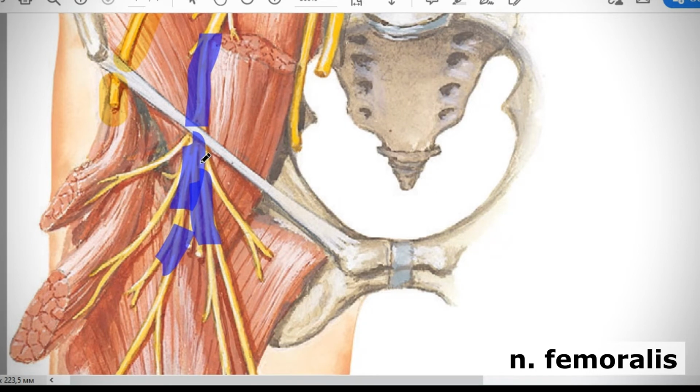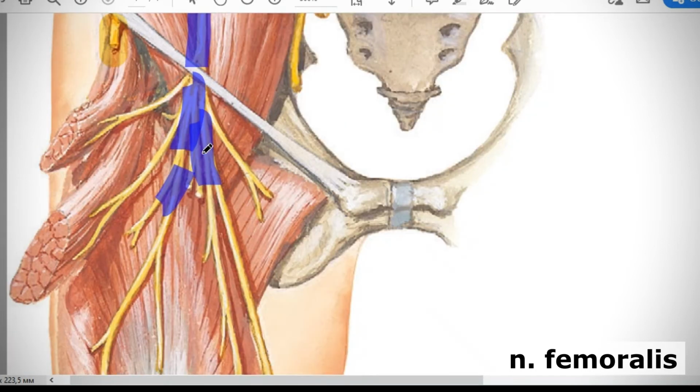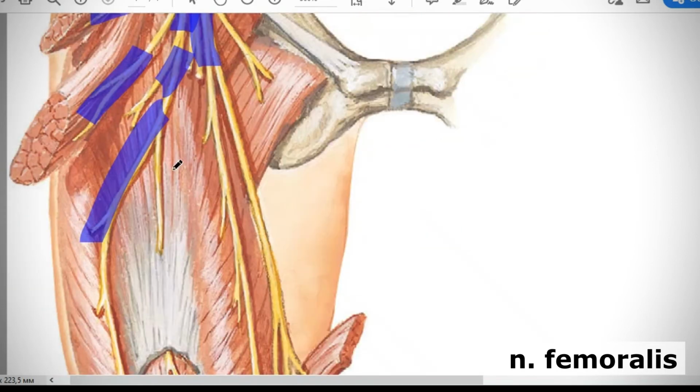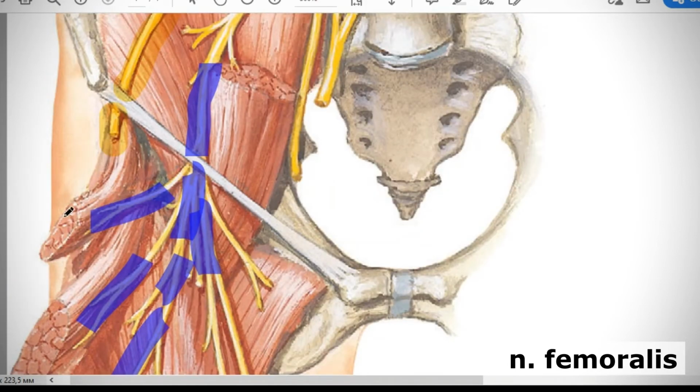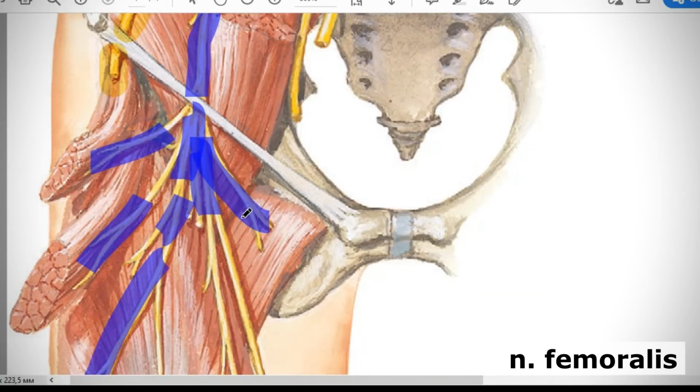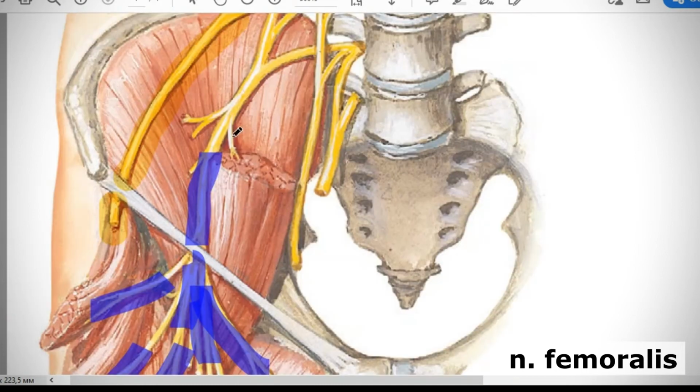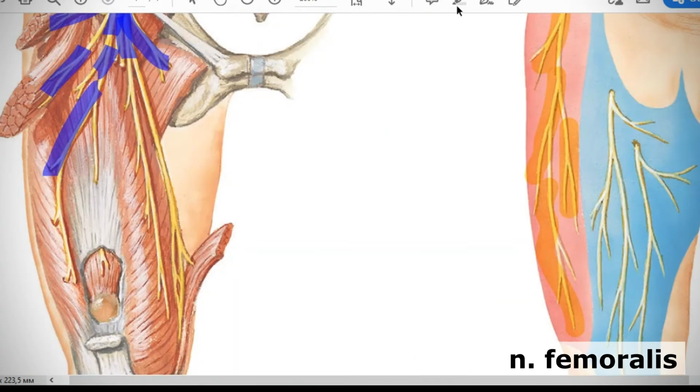It gives a lot of motor branches and supplies the anterior group of muscles, and not only. As you can see, it gives motor branches to your musculus quadriceps femoris. You remember rectus femoris, vastus lateralis, vastus medialis, vastus intermedius. It's quadriceps femoris. Then it supplies musculus sartorius, and also, as you can see, it gives branches to musculus pectineus, and it also supplies musculus iliopsoas. Also, it has a few sensory branches.